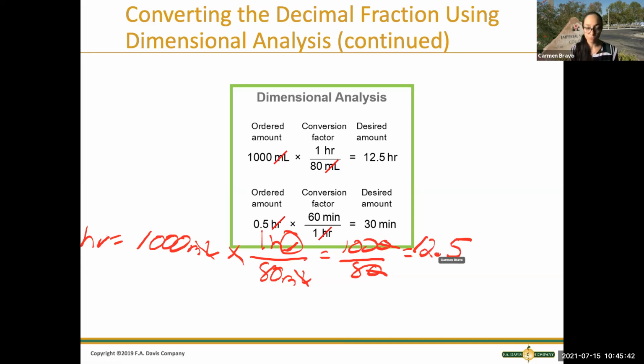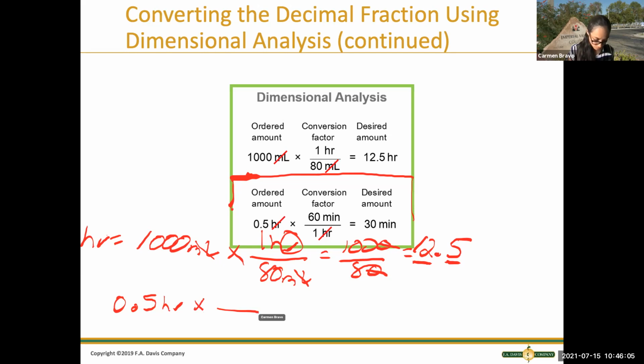So if I have 12.5, I know 12 hours already for sure, right? But to convert the half, the 0.5, I have to convert it into minutes. So this bottom is about how you will set it up to convert that remaining hour into minutes. So it's 1 hour, 60 minutes.